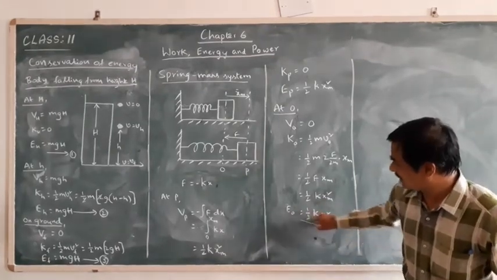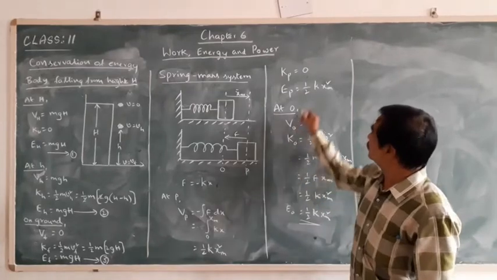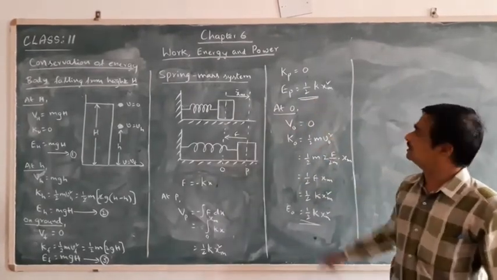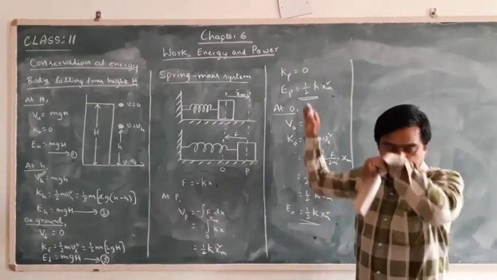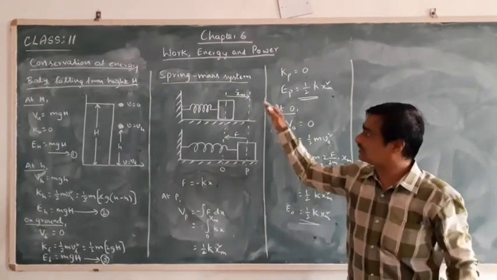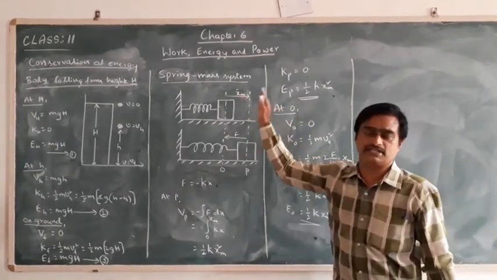In this way, if we take this total energy here and the total energy here, both are the same. The potential energy is converted into kinetic energy. Okay. This is how there is a conservation of energy in the case of a spring mass system.